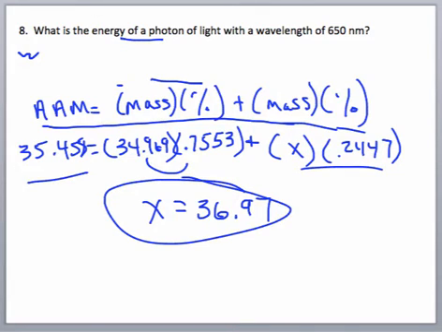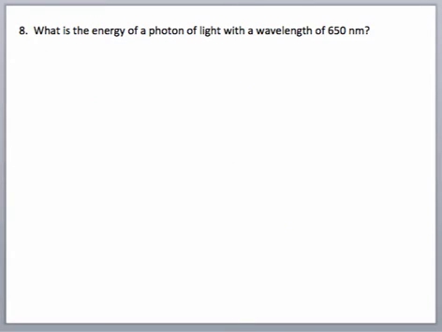Let's clear that out of there. I wish that would do it automatically, but it doesn't. Alright, what is the energy of a photon of light with a wavelength equal to 650 nanometers? So energy is equal to h times nu. So what we need here is nu, which is frequency, given a wavelength. Here, let me try that again.